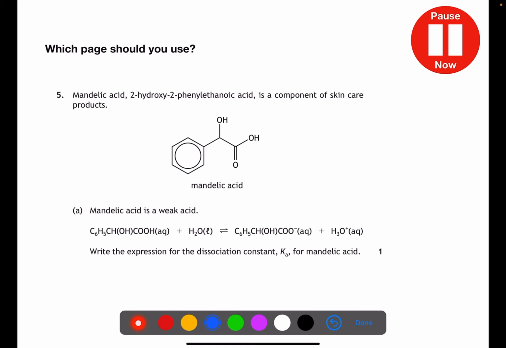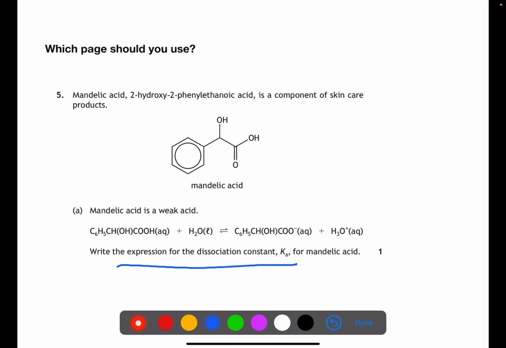And finally, which page would you use for this question? Here you're being asked to write an expression for Ka. You can find the basic expressions that you can use to base this on your relationships page on page 4.